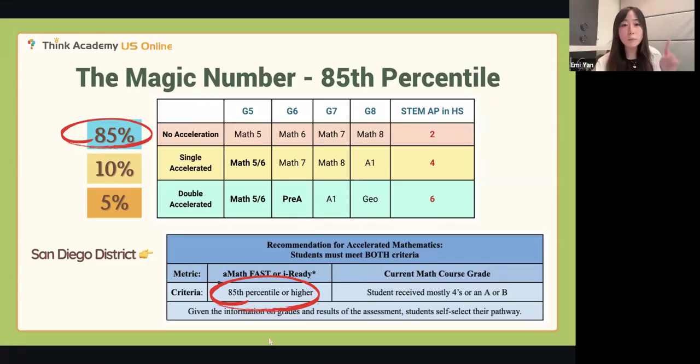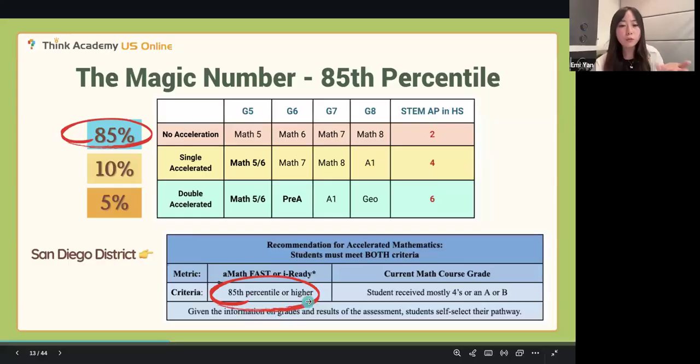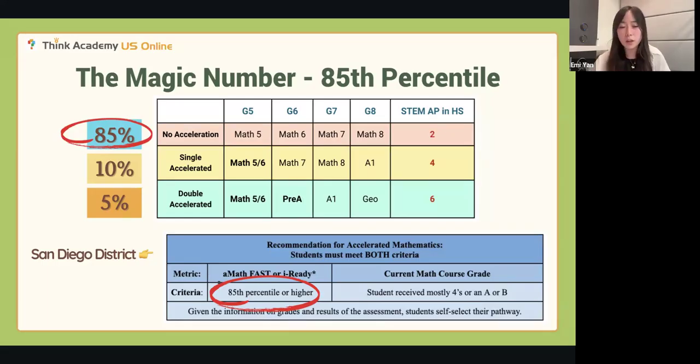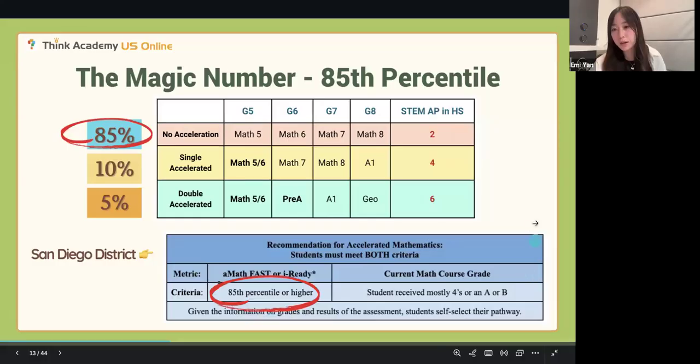But this is not enough. This is only part of the consideration. You need to first have your iReady result at the 85th percentile or higher, and then you also need other good stuff to prove that you have the ability to be in the accelerated track. The 85th percentile on your iReady report is only the basics.